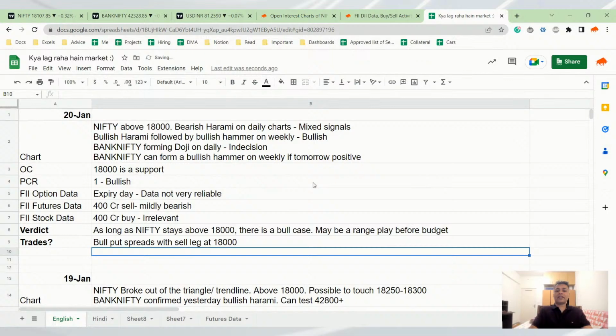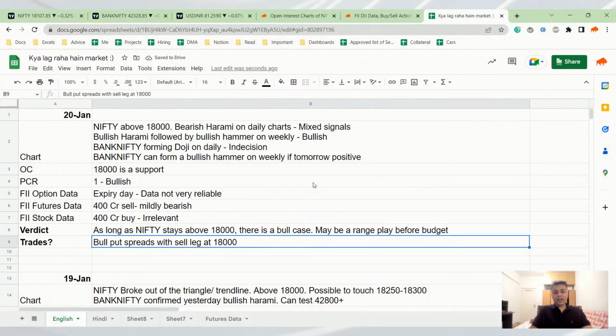Why? Because I'll keep on collecting premium. It's a peaceful trade to do. I don't expect Nifty to move much, and I think 18,000 is a support. All of this put together, I'll stick around at around bull spread.